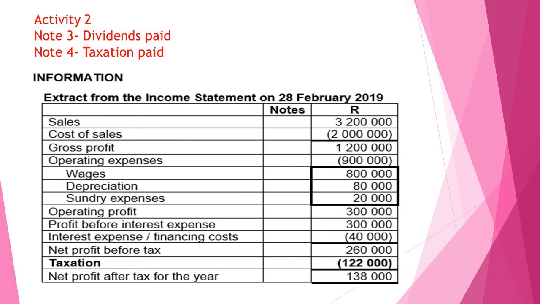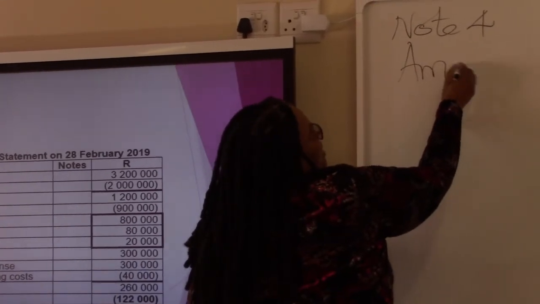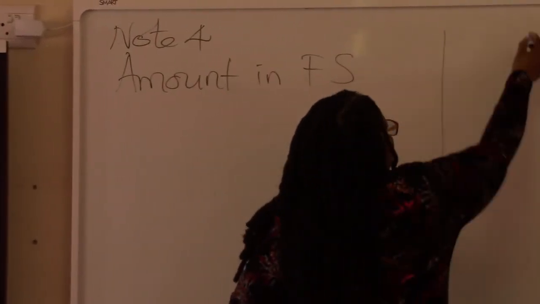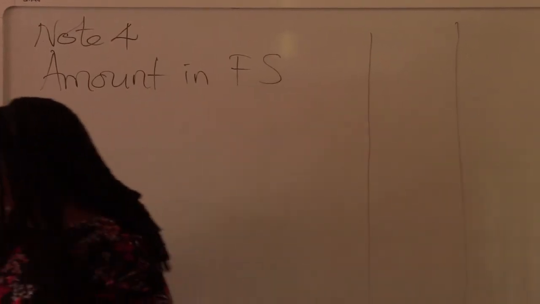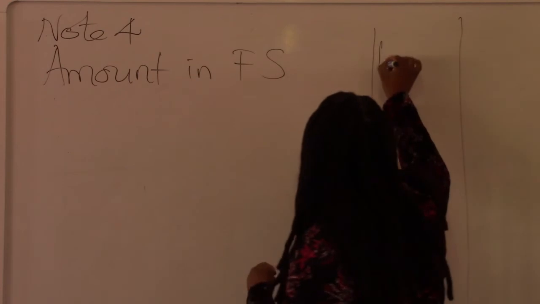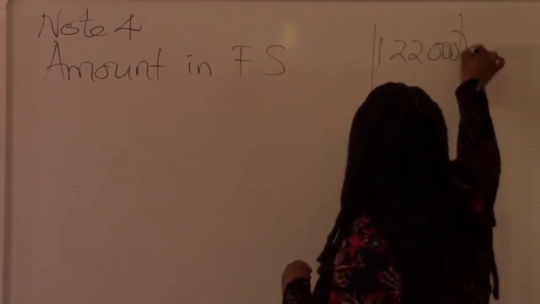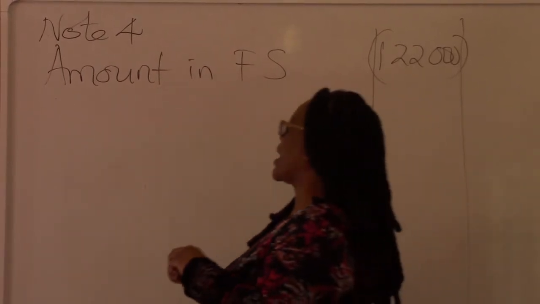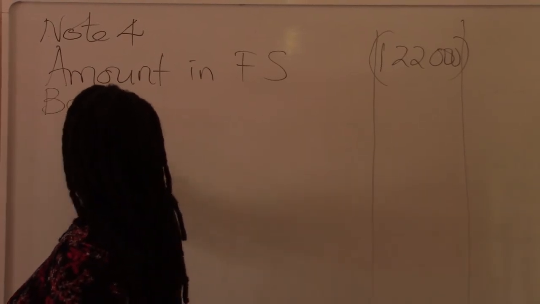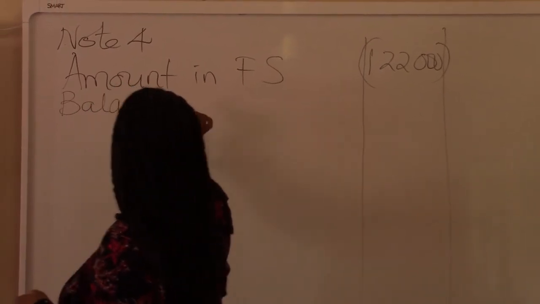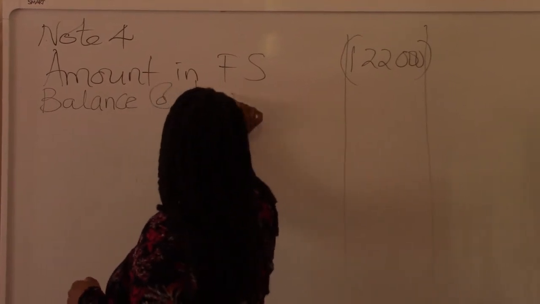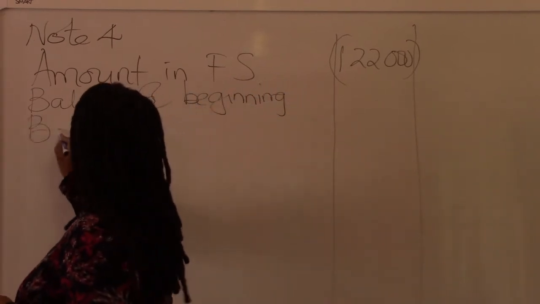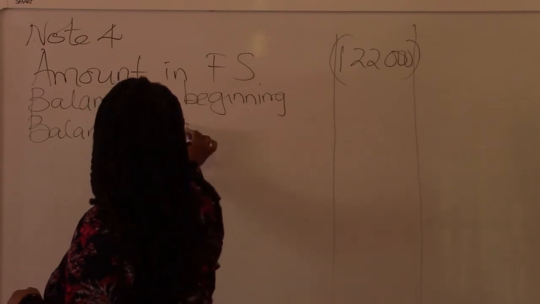Note number 4. We are going to start as usual with the amount in the financial statements. What is the amount in the financial statements? 122,000. So we put our 122,000. You always put that in brackets. Make sure you put that in brackets. Then we move on to the balance at beginning, and then we are going to have our balance at end.